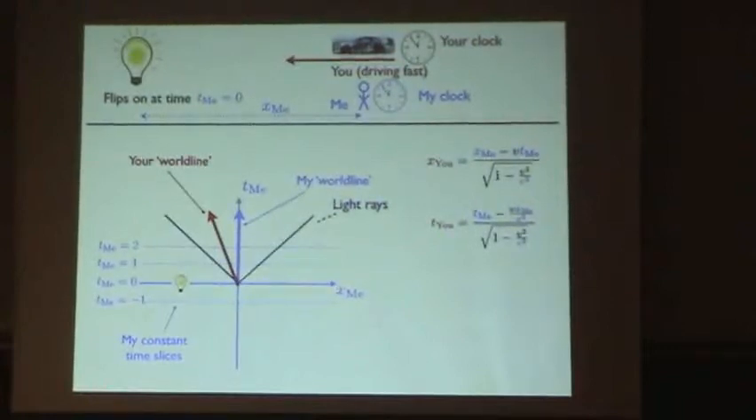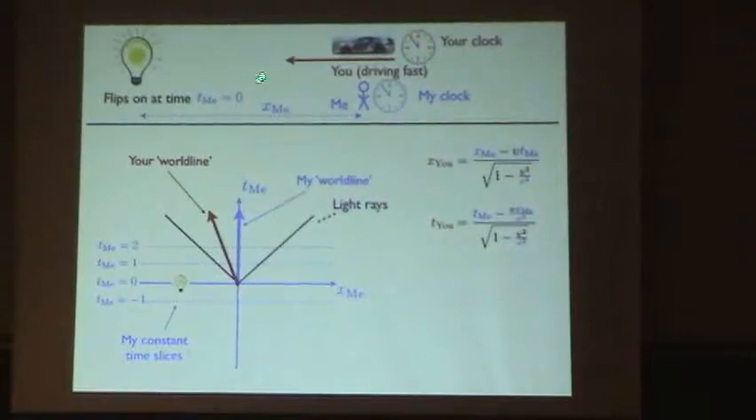So every point on this plot is actually an event. It's an event that happens in space-time. There are several features of this plot. First, you'll see I've drawn a thing called my world line. This is the trajectory that I follow in space-time. It's the statement that from my point of view, I start at x equals 0, and I'm not moving, so I stay at x equals 0. As I move forward in time, as I go from time 0, time 1, time 2, I don't move at all. I stay in the same place.